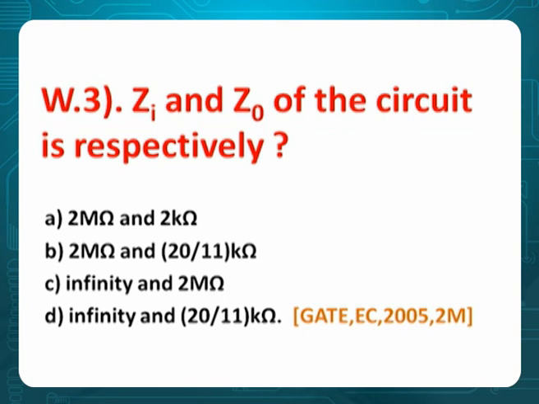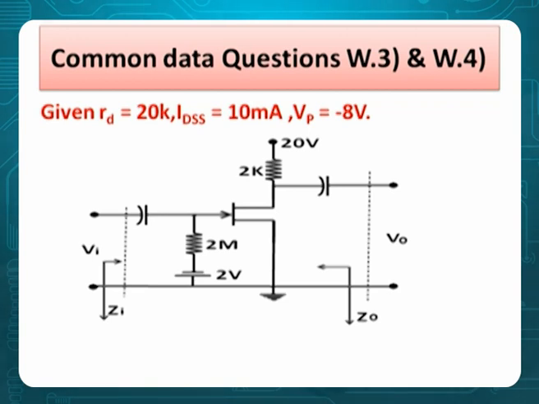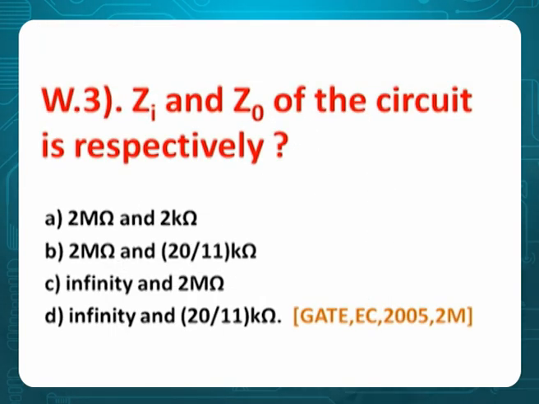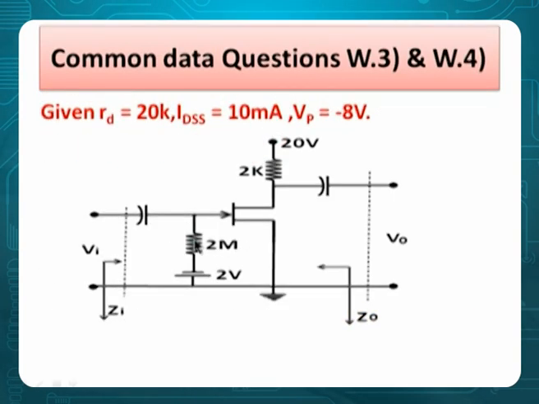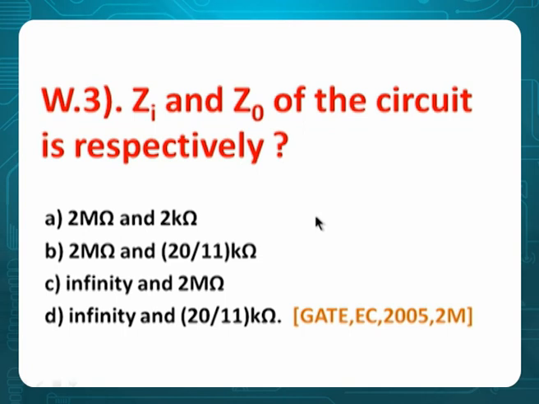So it is 2 mega, and the internal resistance is also important because he gave small rd as 20 kilo. So 2 mega is correct. 20 kilo parallel with 2 kilo ohms here. So 2 kilo parallel 20 kilo. How much does that come to? This is given in GATE 2005. So 2 mega is okay.